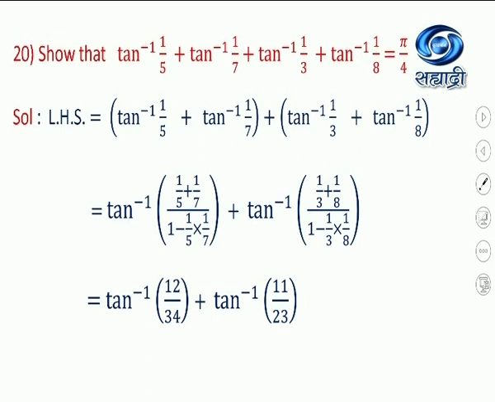8 and this plus 3 is 11. 8 into 3, common denominator 24. This is again 8 into 3. If we find the LCM, 24 gets cancelled, and 24 minus 1, the simplification of this term, is 23. So tan inverse of 12 by 34 plus tan inverse of 11 by 23 we are left with.